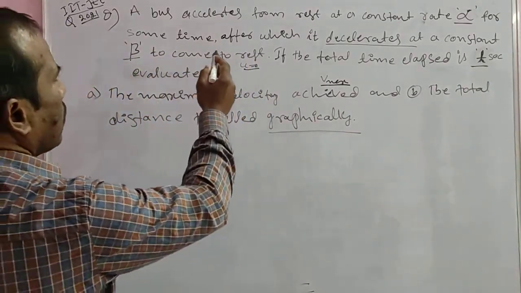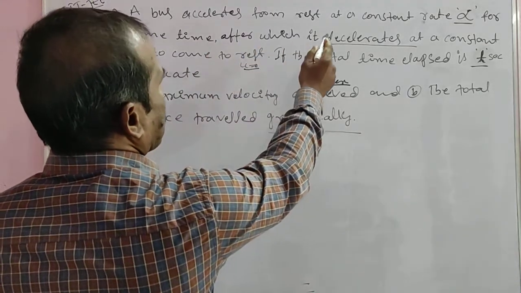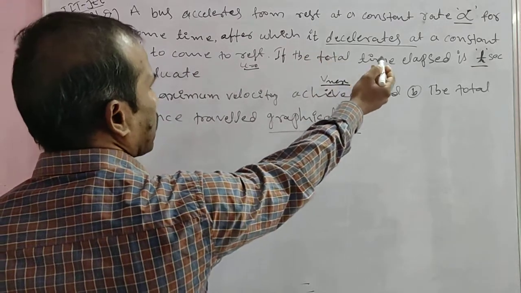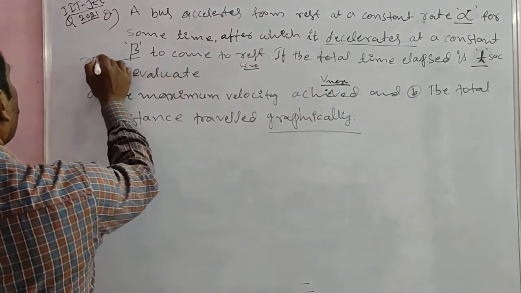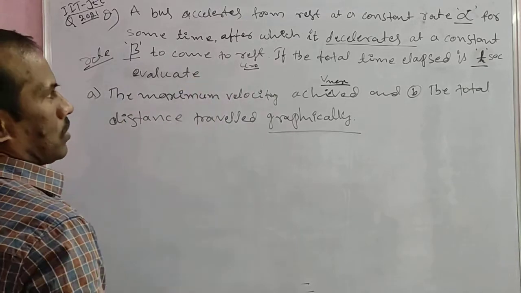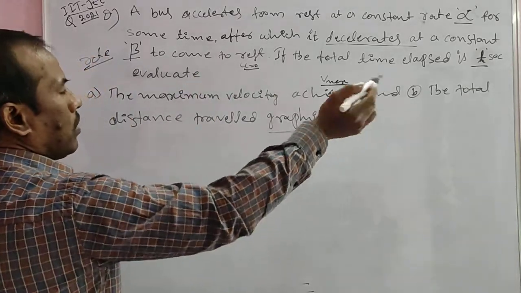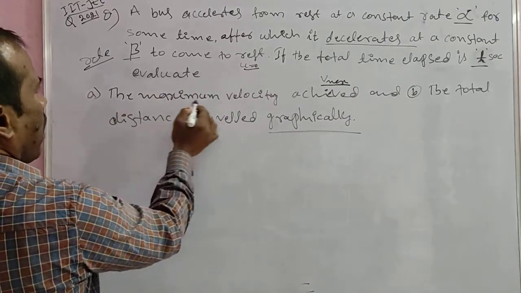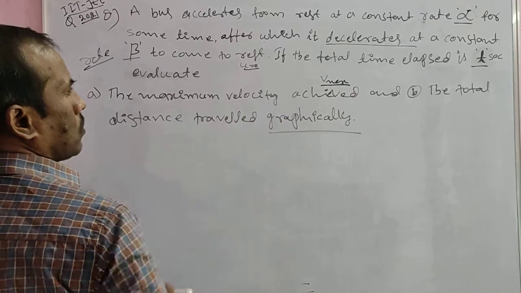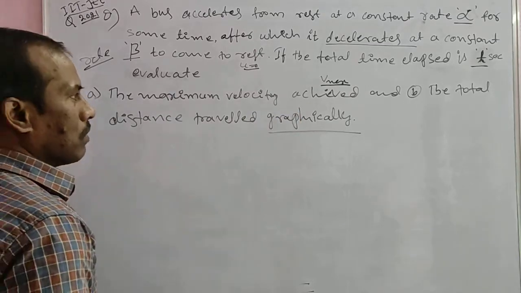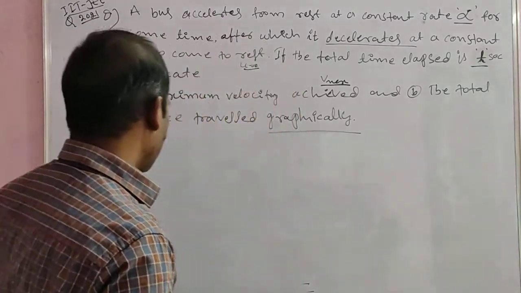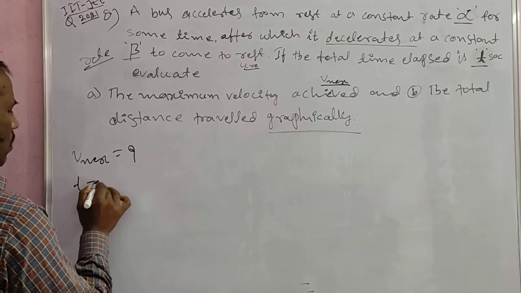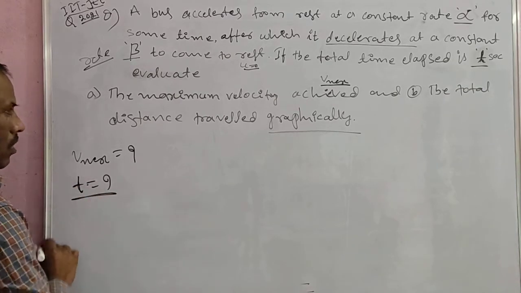Once again, a bus accelerates from rest at a constant rate alpha for some time, after which it decelerates at a constant rate beta to come to rest. If the total time elapsed is t, find out the two values: the maximum velocity achieved and the total distance traveled graphically. So the questions are the maximum velocity and the total distance.